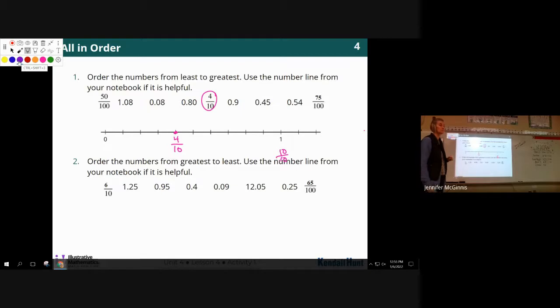Landon. I can see that number. Annabelle, help him with his number line real quick.